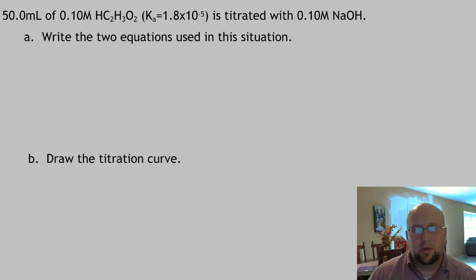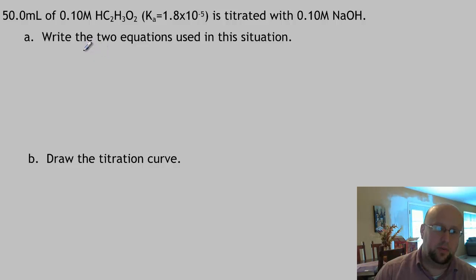So, a typical problem: we have a weak acid here, acetic acid, and we're going to titrate it with our standard solution, 0.1 molar sodium hydroxide, which is what we quite often use. We've got two basic questions here. The titration curve is the important one, but the two equations are what we need to get to the titration curve. What equations do I use? Quite often writing the equations tends to be the hard part for some students. So what two equations do we have?